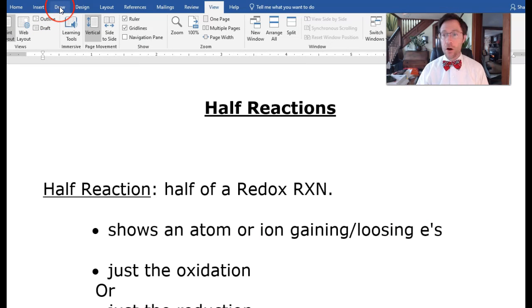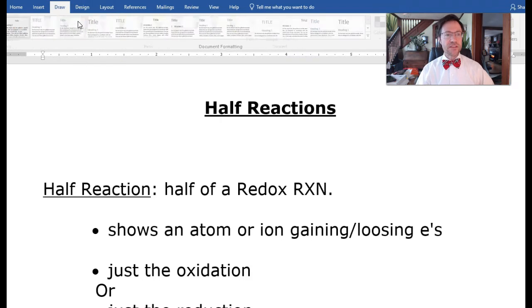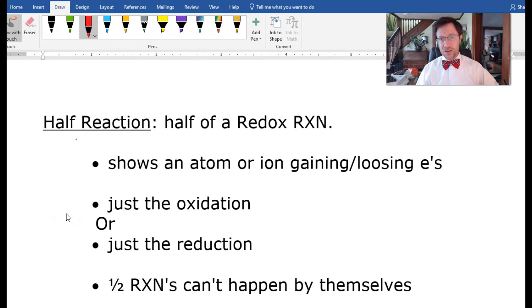Now, some people always ask silly things like, "Hey, what's a half reaction?" Dude, it's half of a redox reaction. I mean, the name's kind of right there, right? So basically, a half reaction shows us either the reduction or the oxidation, like half. You know what I mean? Because redox has two parts: oxidation and reduction.